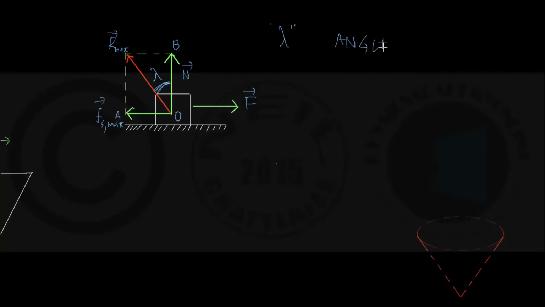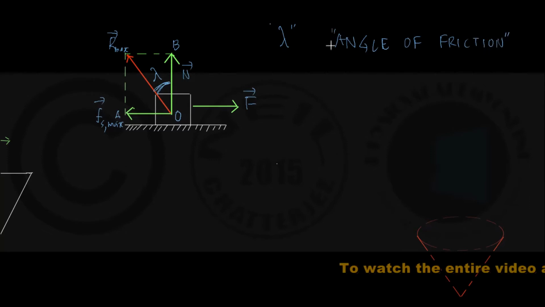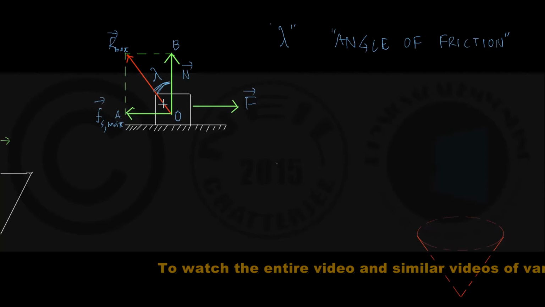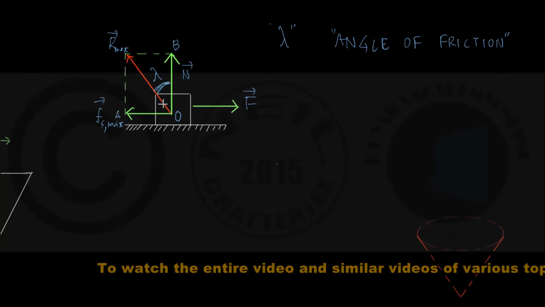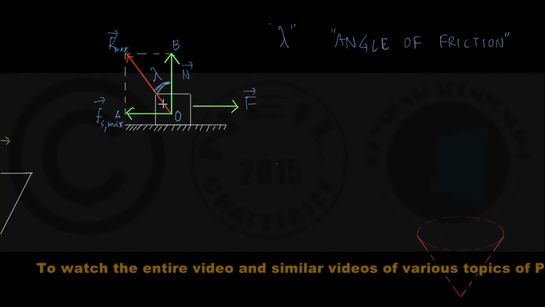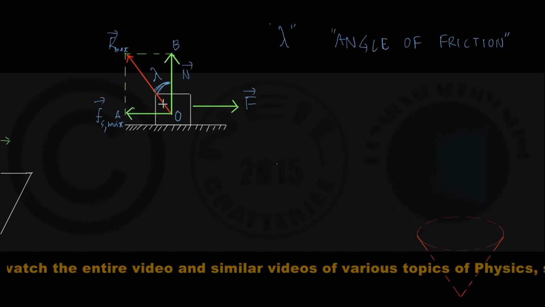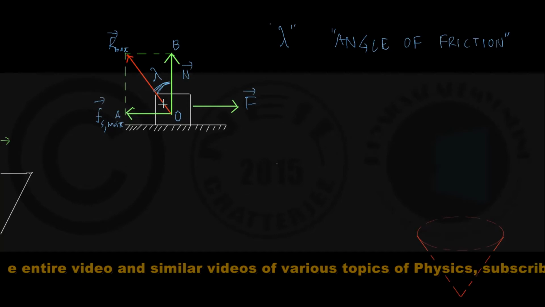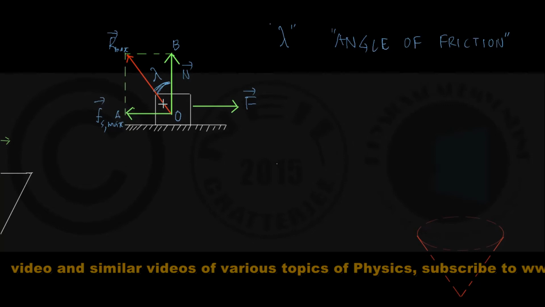I used this term before and I'm defining it with the help of the figure. This is angle of friction. I've used the symbol lambda for this, as you can see here. So the angle of friction between a given pair of surfaces is the angle between the total contact force and the normal force at the instant when the surface is just about to slide over another.